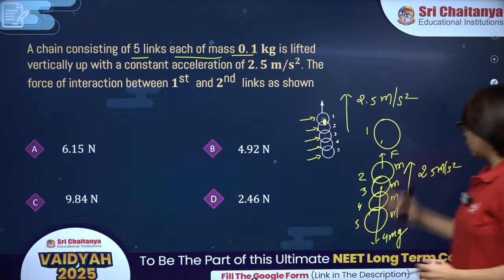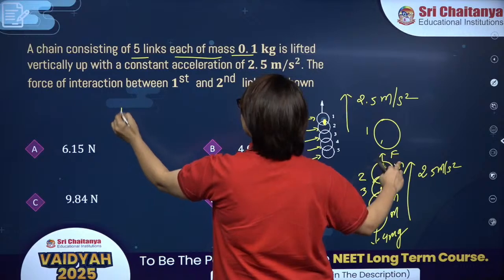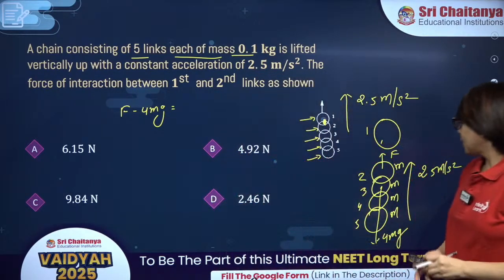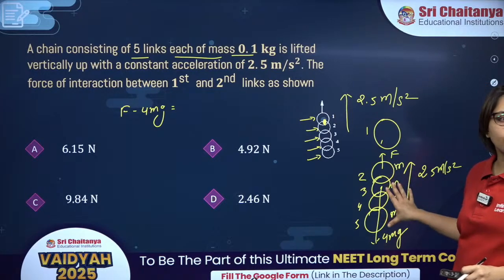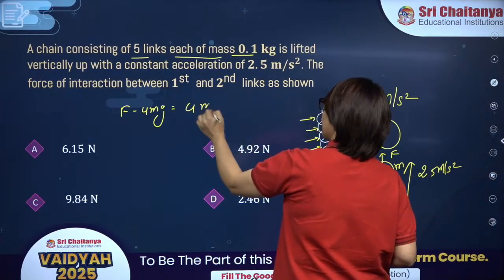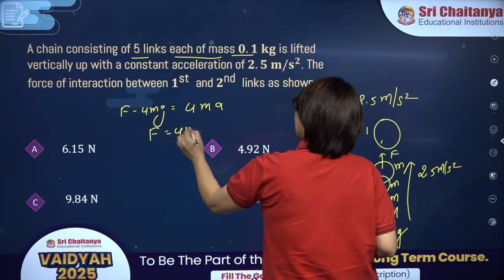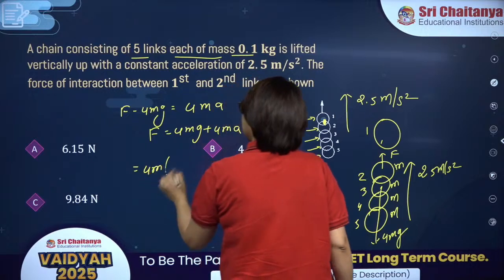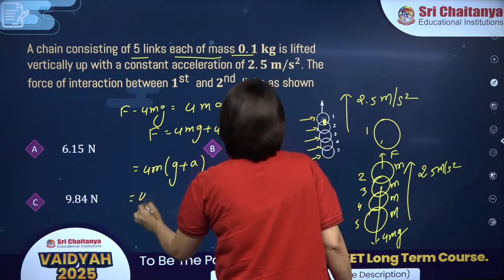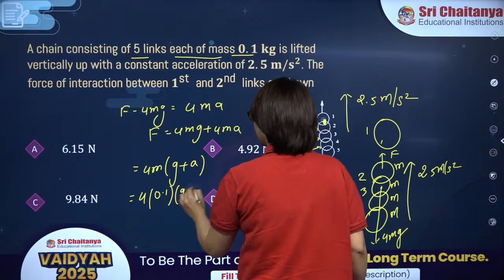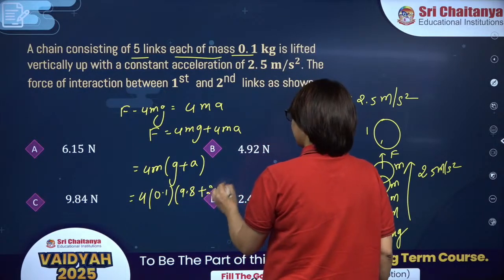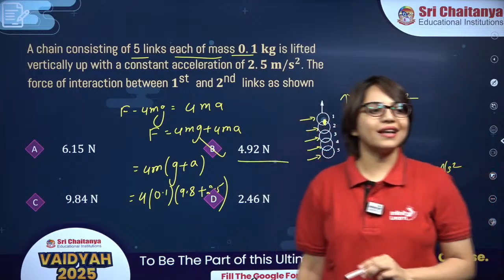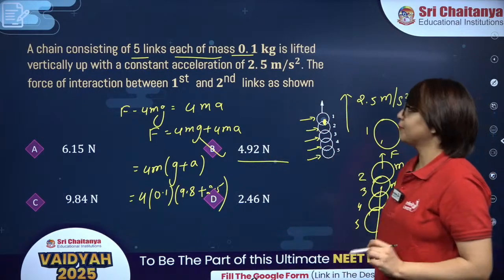So what is the net force on this one? The force of interaction F is upward, minus 4 mg, and it should be equal to ma, where the total mass is 4m, so it is 4 ma. So F is equal to 4 mg plus 4 ma. You can take 4m common, so it is 4m times (g plus a). 4m is 0.1 times 4, g is 9.8, and a is 2.5. After solving this, you will get the correct answer 4.92 Newton, which is option B.